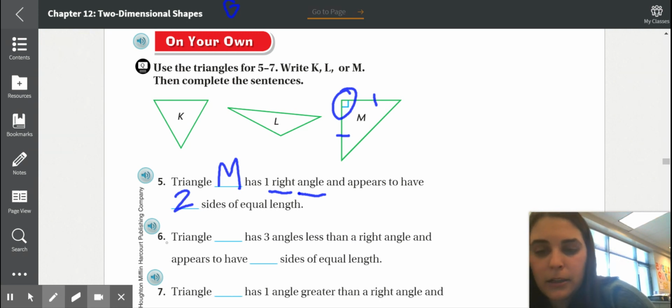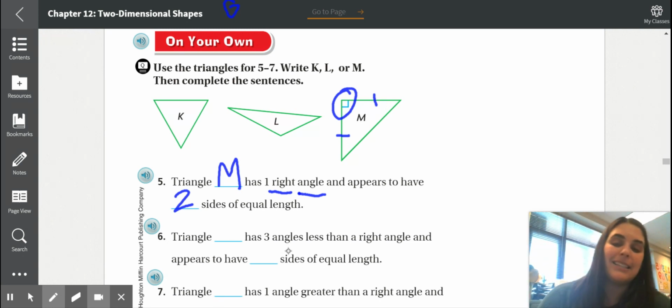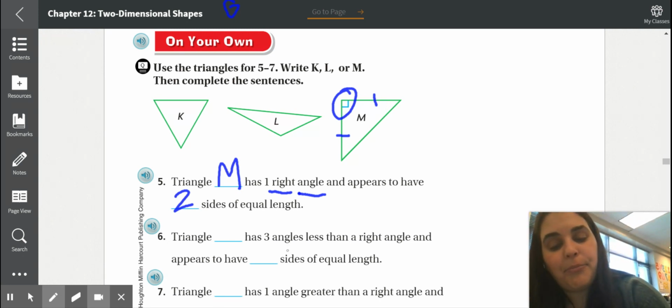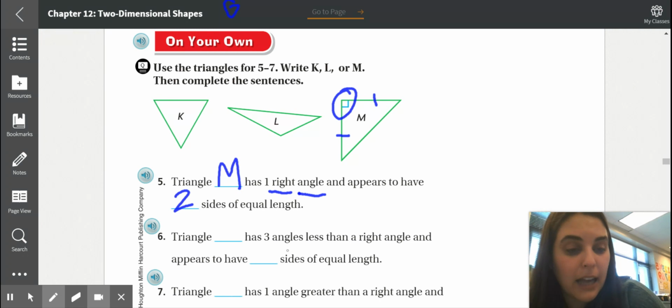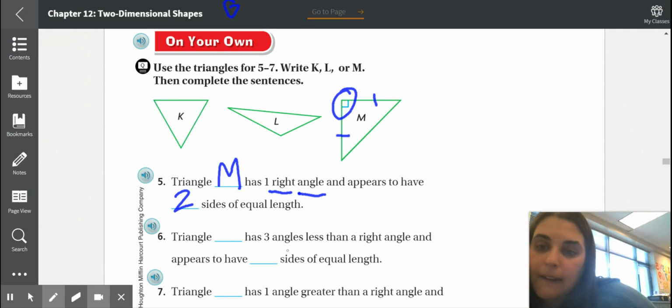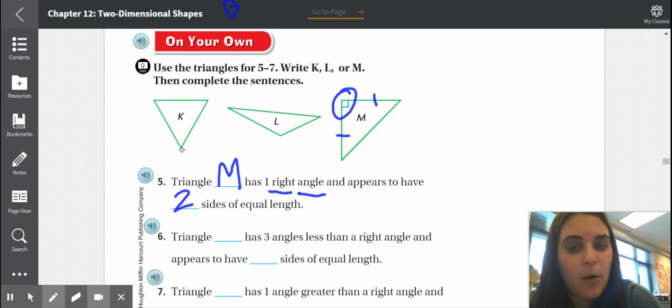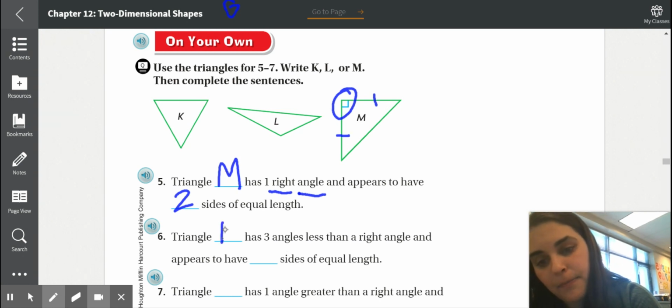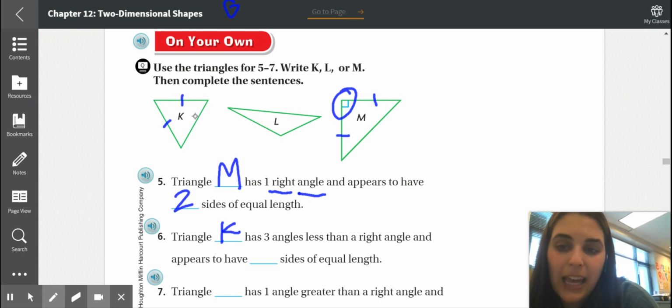Okay, number 6. Triangle blank has 3 angles that are less than a right angle and appears to have blank sides of equal length. So do you think that's K or L? If you're thinking K, that's correct. And this side, this side, and this side are all the same length. So that would be 3 equal sides.